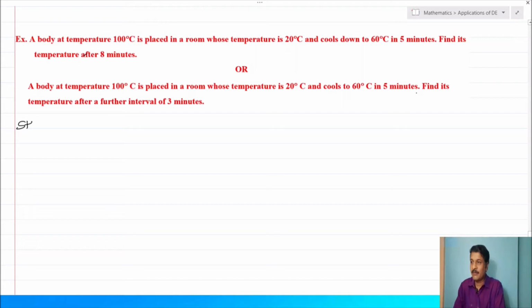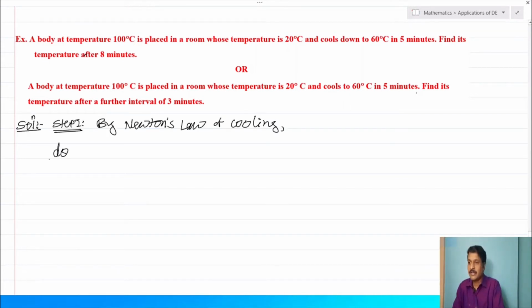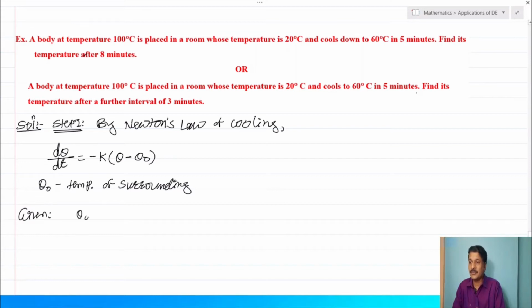So step number 1, by Newton's law of cooling, d theta by dt, you can say here rate of change of temperature, that is equal to minus k (theta minus theta 0), where theta 0 is the temperature of surrounding. So what are the given things? You just write here theta 0 means surrounding temperature. Here it is placed in a room. So what is the temperature of that room? It is 20 degrees Celsius, and that is why theta 0 equal to 20 degrees Celsius.